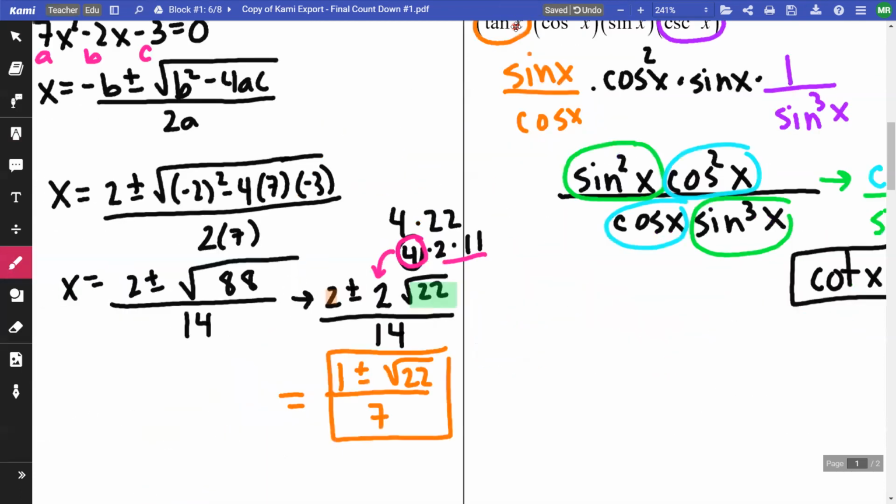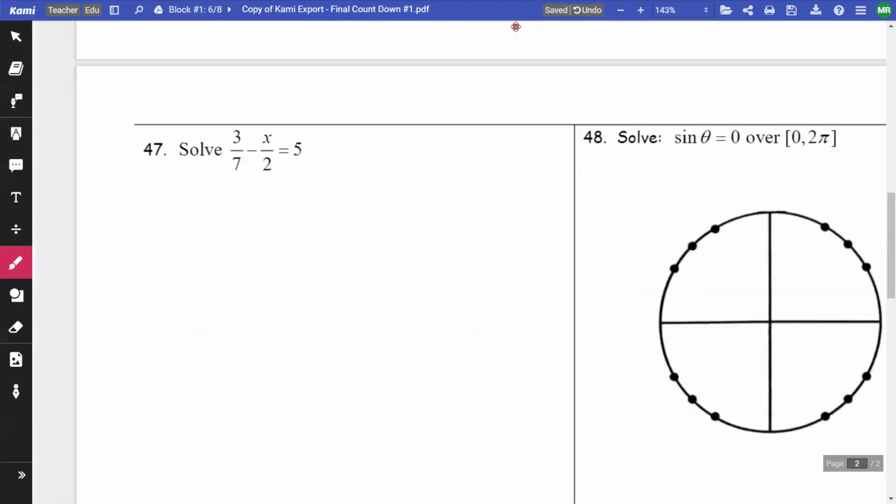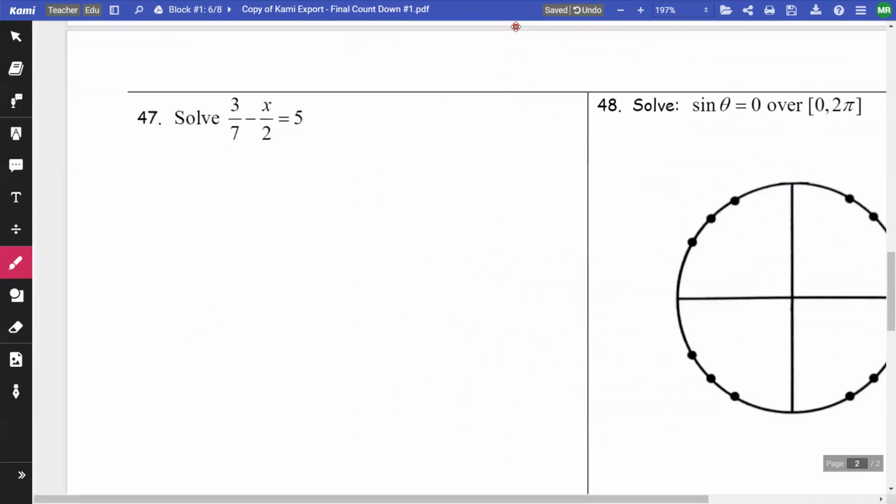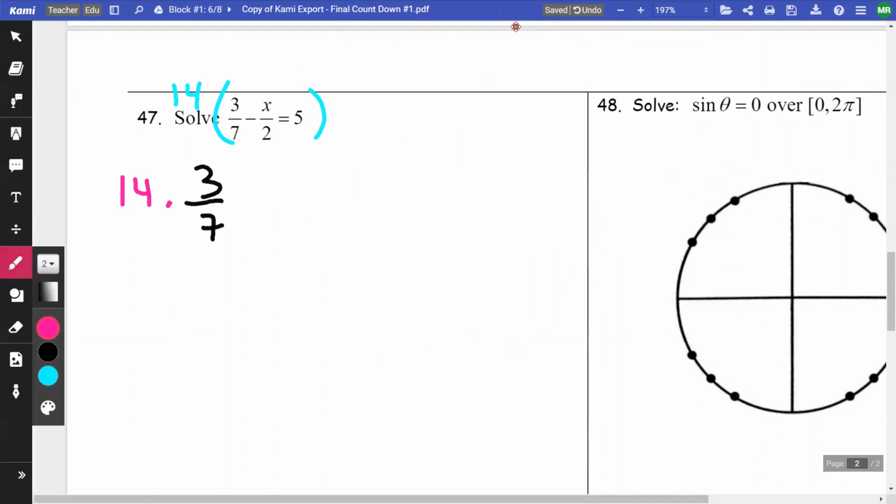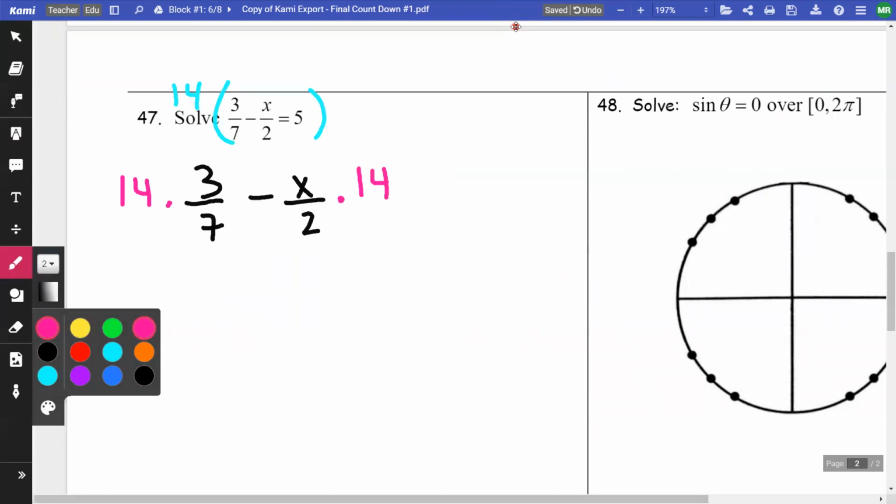Okay, 47. So on this one, we're going to fraction bust. So I'm going to multiply everything by 14. So I'm going to multiply everything here by 14. So I am going to have 14 times that minus x over 2 times 14 equals 5 times 14. So everything got multiplied by 14.